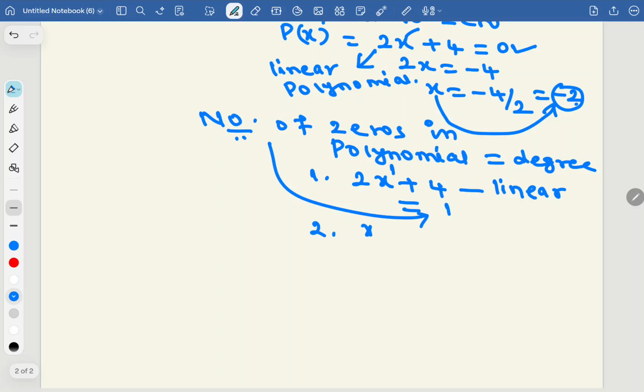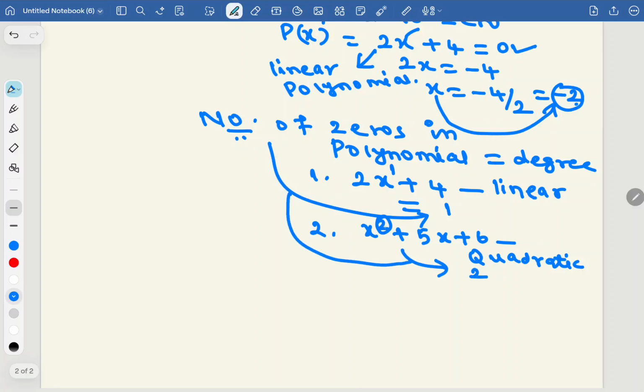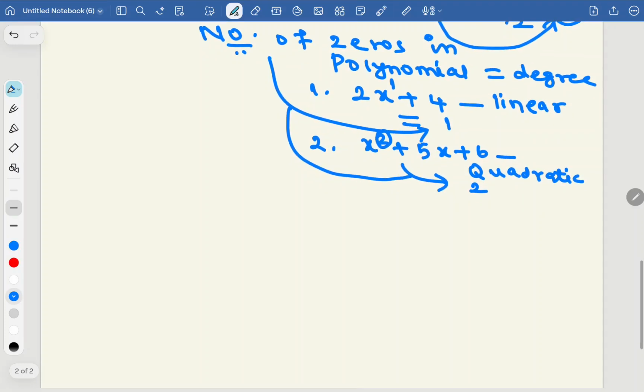Second example, x square plus 5x plus 6, here degree is 2, which is quadratic, number of zeros 2 because of power 2. For linear, number of zeros is 1. For quadratic, number of zeros is 2. For cubic, number of zeros is 3.